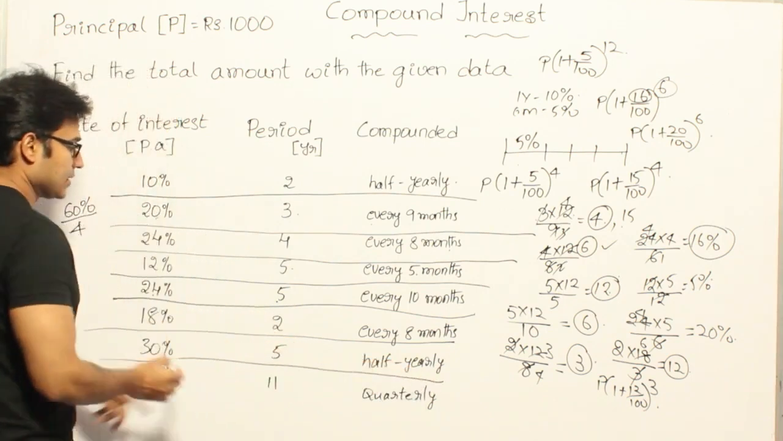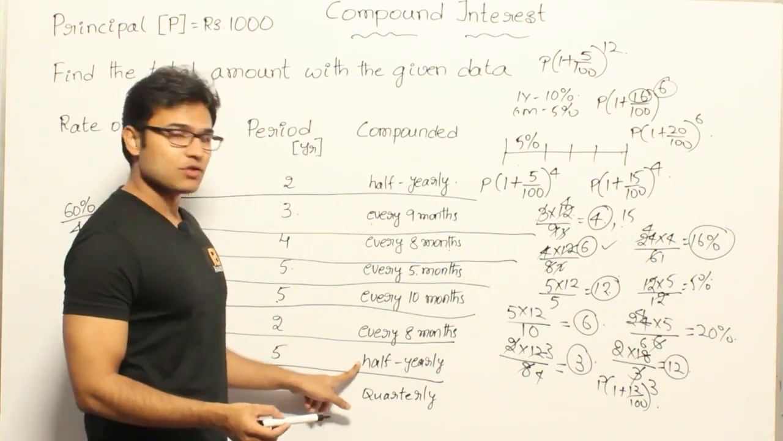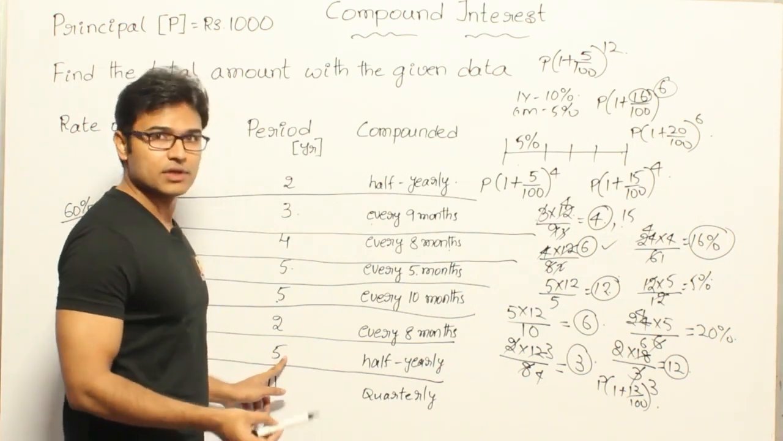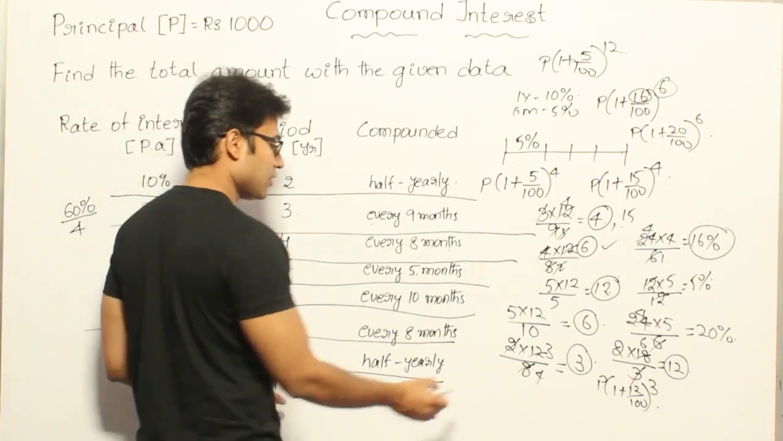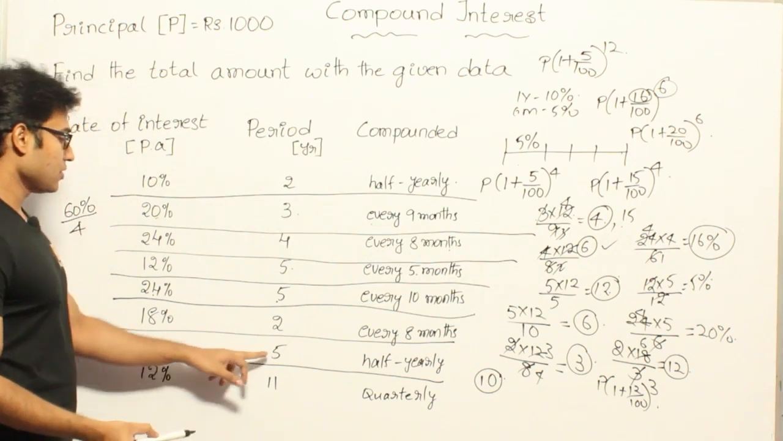The time period is 5 years, and we have to divide it into half years. So how many half years will be there in 5? 10 half years. Therefore the number of slots is 10. And what is the interest per slot? Find out the total interest.